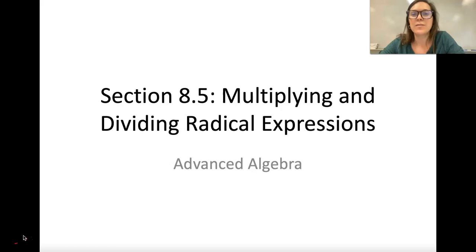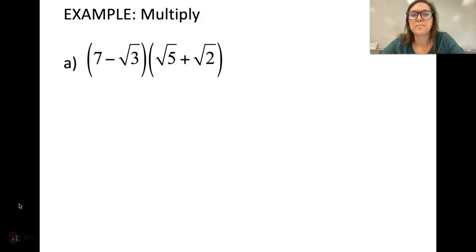Today we're going to get into multiplying and dividing radical expressions. So the nice thing here with multiplying radical expressions, as opposed to adding and subtracting, is I don't have to have the same radicand. I do need to have the same index though.